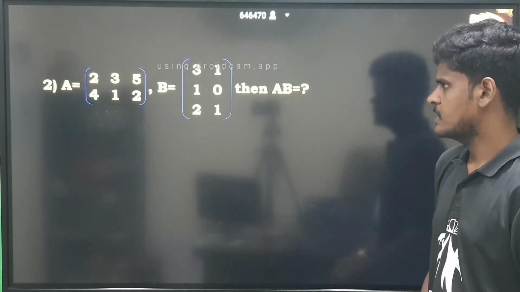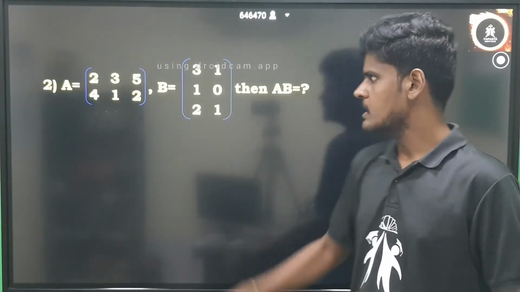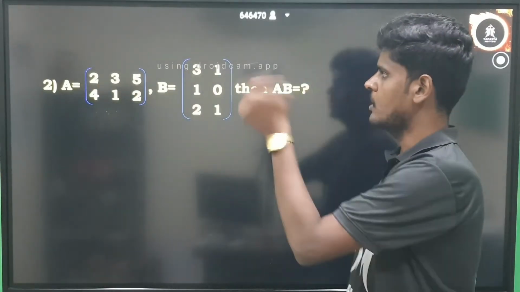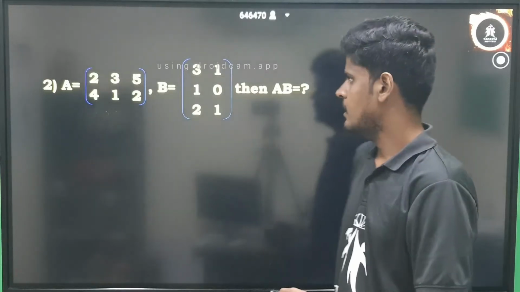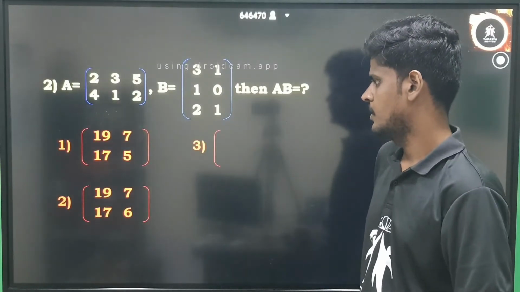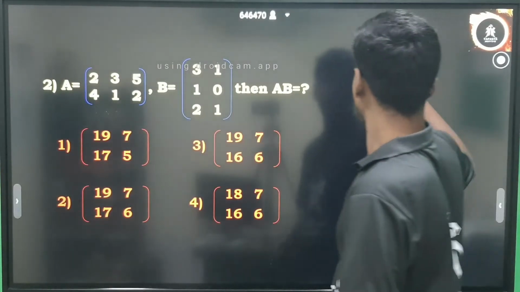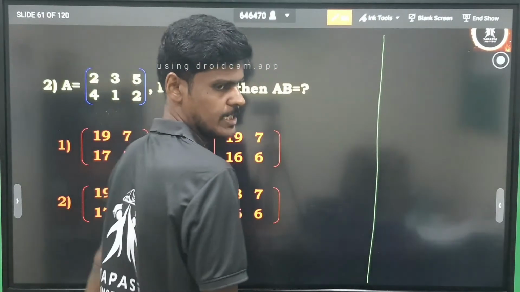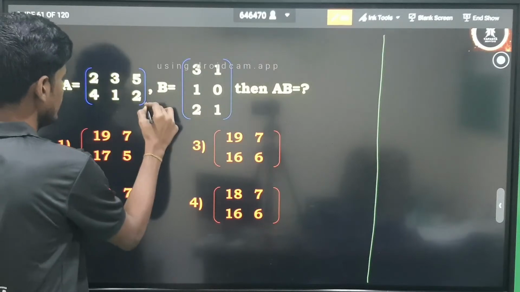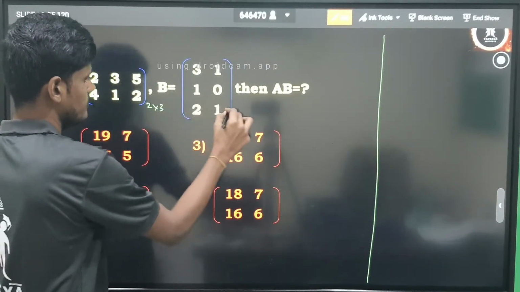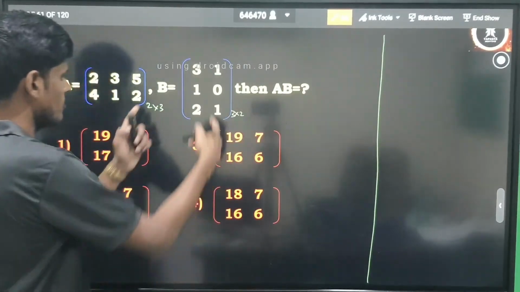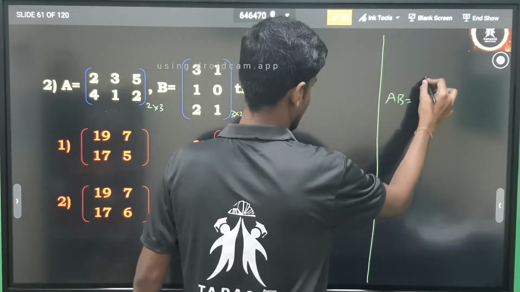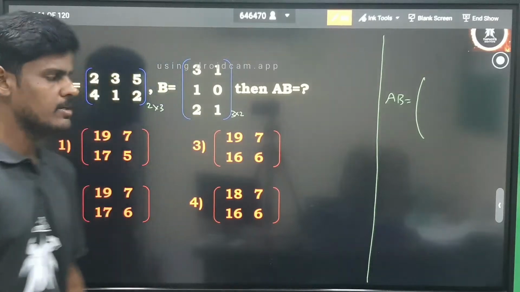Second, A and B matrix is given. What is AB? Just multiply. How to multiply? First, corresponding elements, 1 1, 1 2, multiply like that. What is the order of this matrix? 2 by 3. And order of this matrix is 3 by 2. So what is AB matrix? It has order 2 by 2. AB matrix has order 2 by 2.